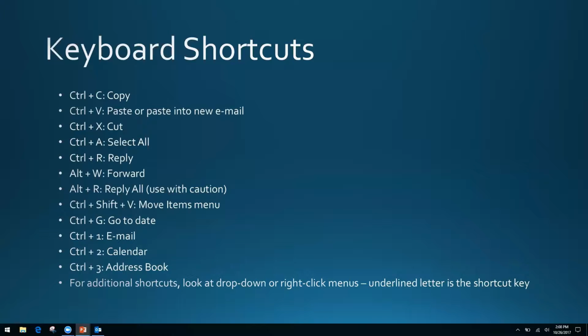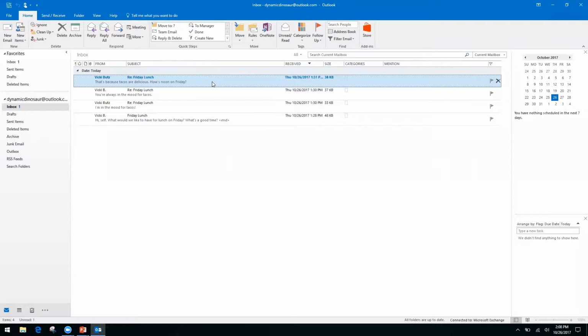Last one on this list is for additional shortcuts. If you right-click anywhere in Outlook or in any of the Microsoft programs, you will see that there are underlined letters on the menu. So if you forget what it is that you are looking to do, or if you forget what the hotkey is, right-click where you want to go and look at the menu options. The underlined letter is going to show you what hotkey you're going to use.